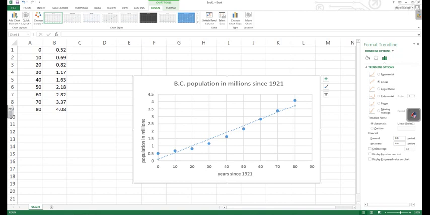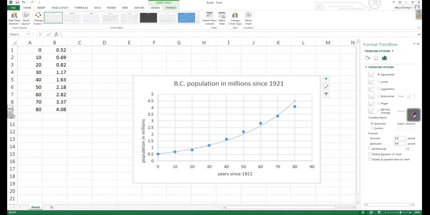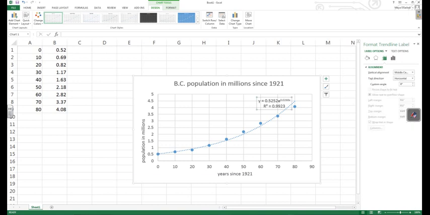The exponential. So I'm going to get an exponential curve, and then to display the equation, I need to press the last two squares. One displays the equation, the other displays the r squared. Remember, the r squared tells me how good my fit is, right? The closer to 1 it is, the better.